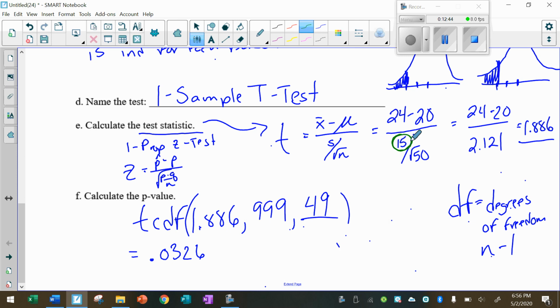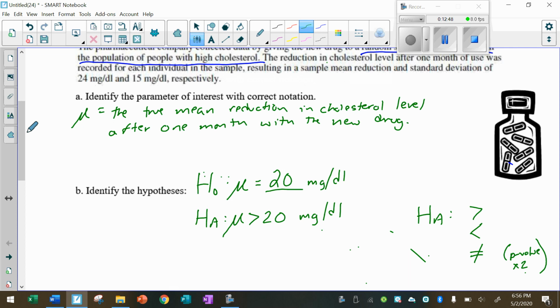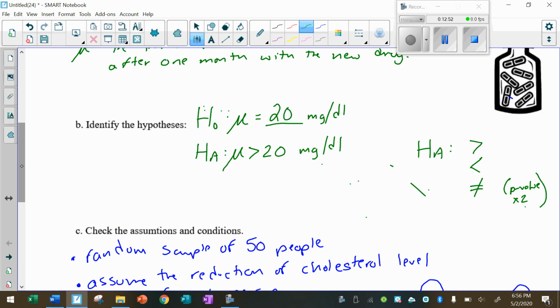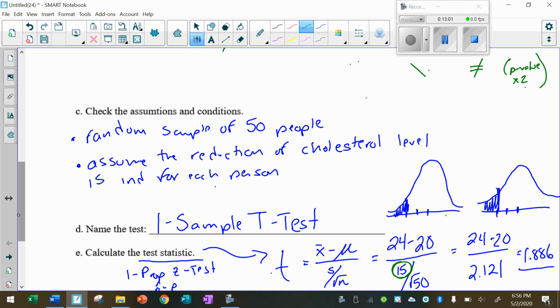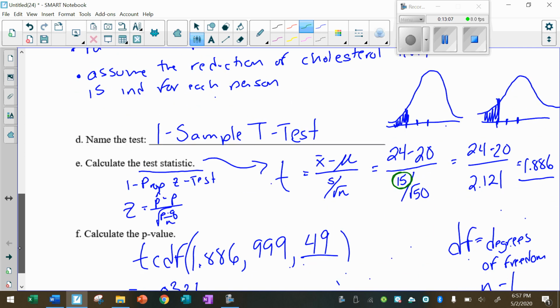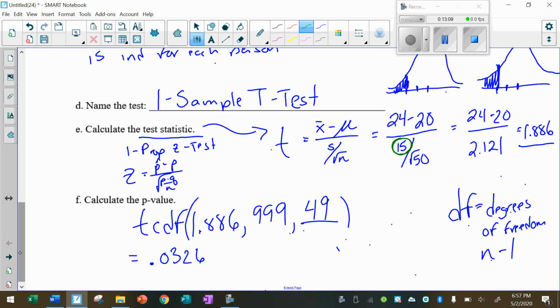All right, so we identified a parameter, just like in a one proportion z-test. We identified our null and alternative hypothesis, just like in a one proportion z-test, but with mu instead. We checked randomization and independence. We named our test, a one sample t-test. We had a little bit of the mathematics. This is where you may have to come back and rewatch this, but this is how it works. And so our p-value is 0.0326.